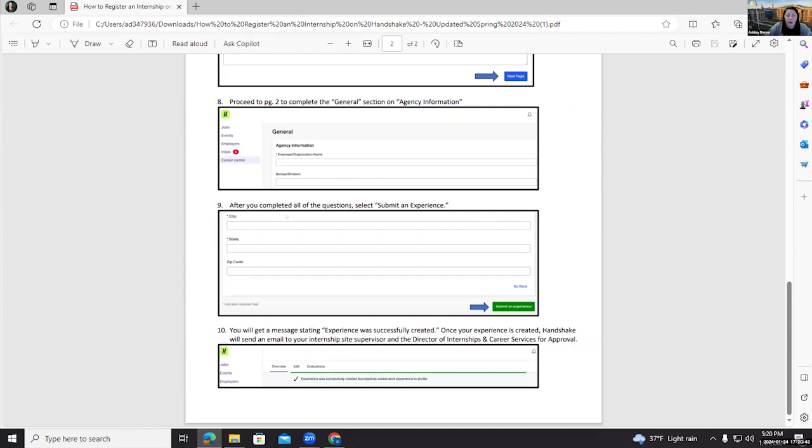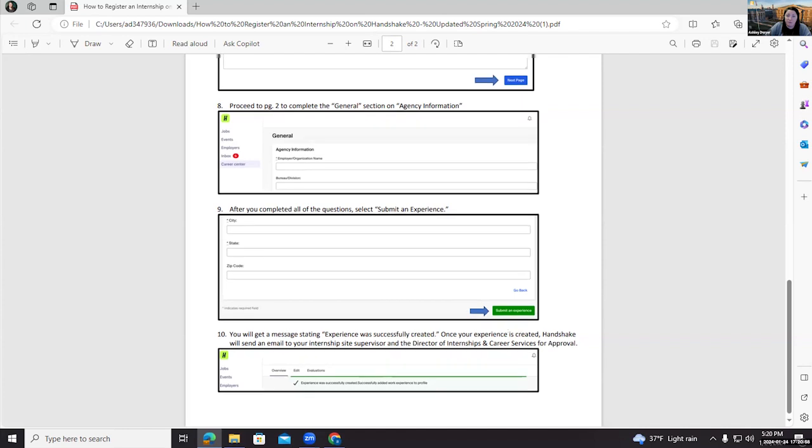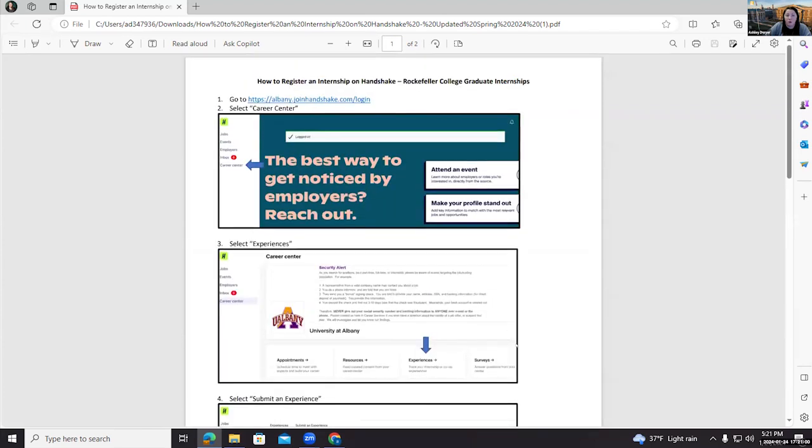So after you completed all the questions, you will then select submit an experience. You will then get a message stating experience was successfully created. Once your experience is created, Handshake will send an email to your site supervisor and myself for approval. And you can always check back on the status of that. So this page as well will also be included in the presentation links.